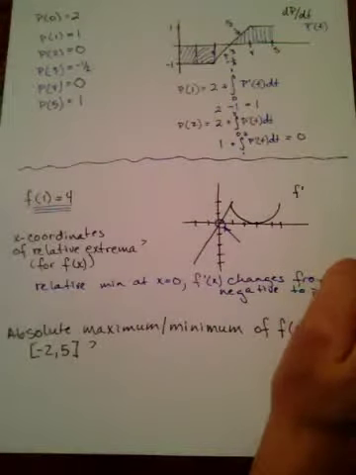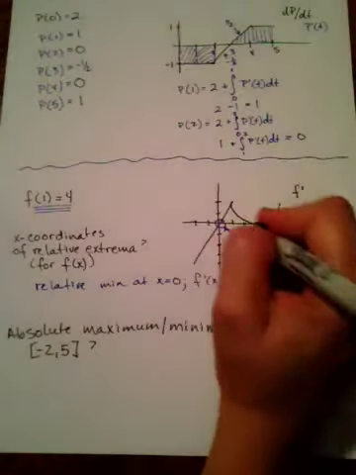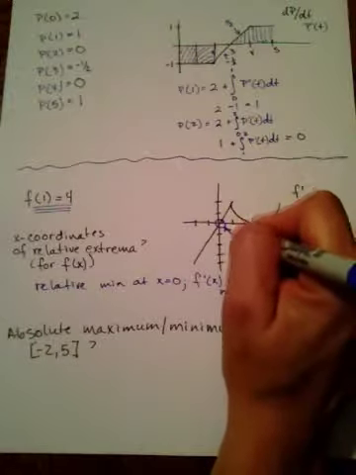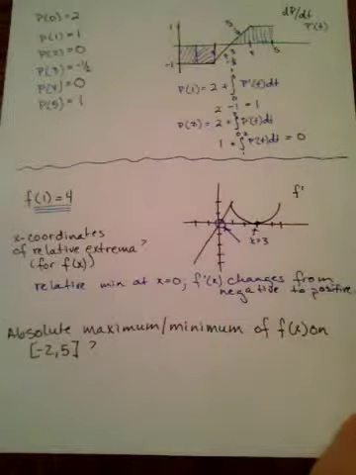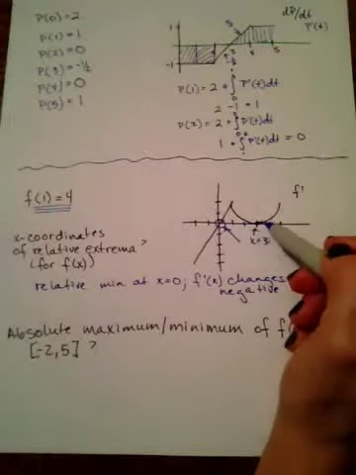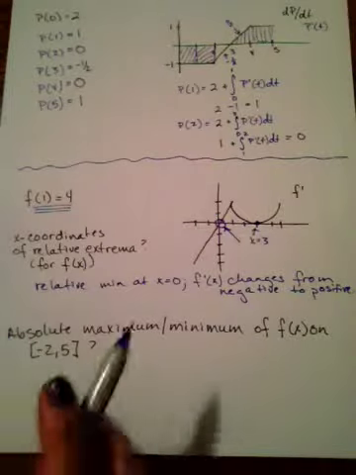Now, that's not to say that there's only one critical number. In this graph, there are actually two critical numbers. You have x equals 0, and you have x equals 3 right there. You have two critical numbers, but because the sign of f prime doesn't change, this cannot be a min or a max. So we have one relative min, no relative maxes.